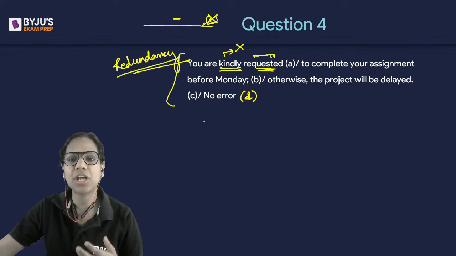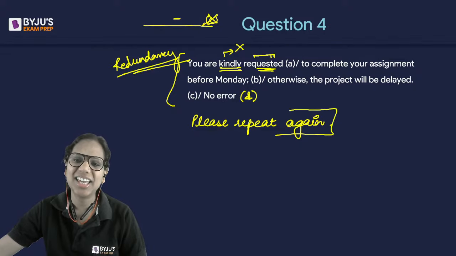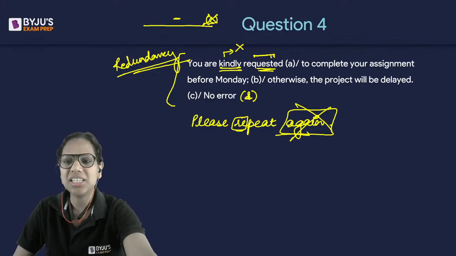For instance, a lot of times when students don't understand something, they tell me, please repeat again. However, the again here is redundant. The moment I say repeat, re means again, right? So please repeat is sufficient.